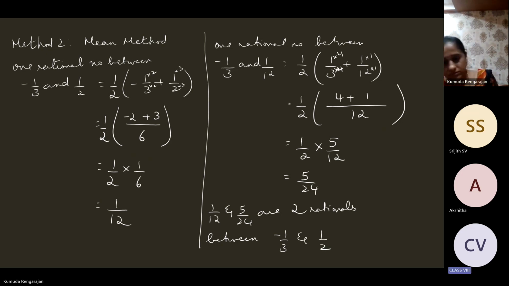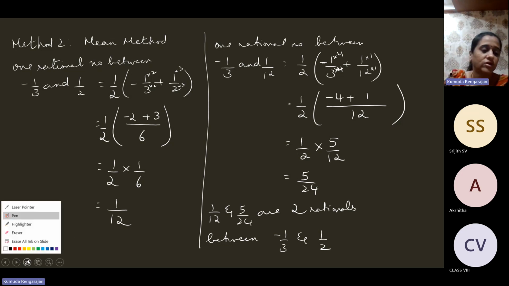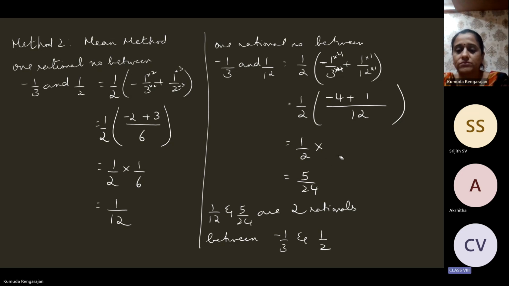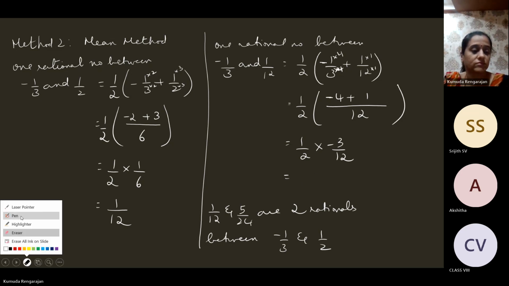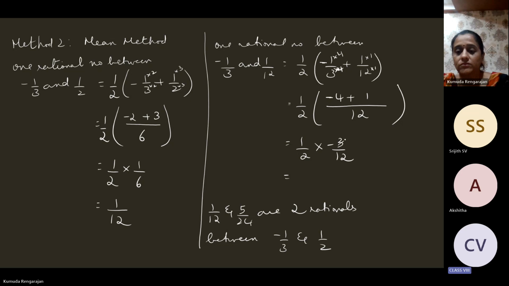Ma'am, we forgot to put minus. Negative sign you didn't put, ma'am. Thank you, and I'm sorry. Ma'am, that's why I got minus 1 by 8. So after simplifying. Sorry. Yes, I've gone wrong. Ma'am, minus 3 by 24. And then after simplifying, we will get minus 1 by 8.